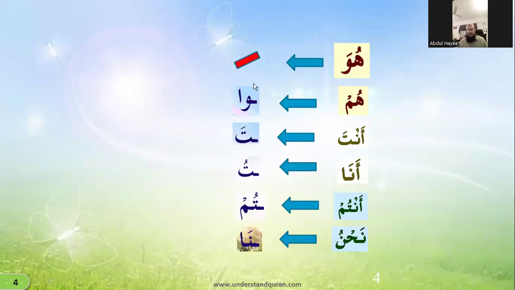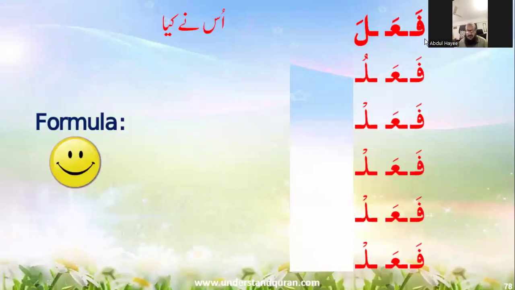Actually, these are the important signs which show the verb is from Madi. For example, we have a verb fa'ala: fa, ayn, lam. These are the three letters. The moment it gets attached with waw alif, it becomes fa'alu, meaning they did. When it gets fa'alta, it means you, one male, have done. Fa'altu means I did.